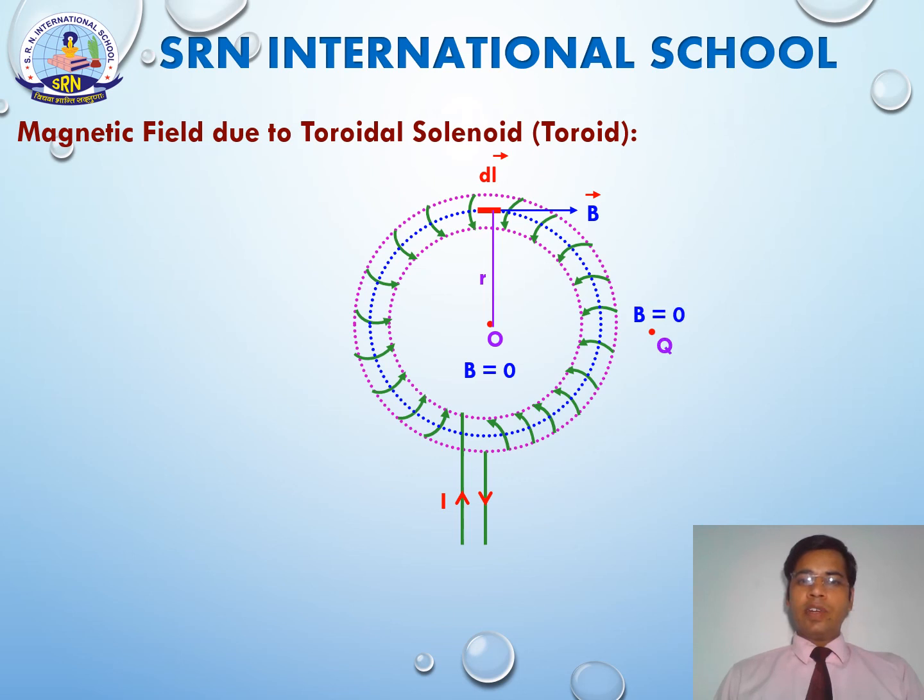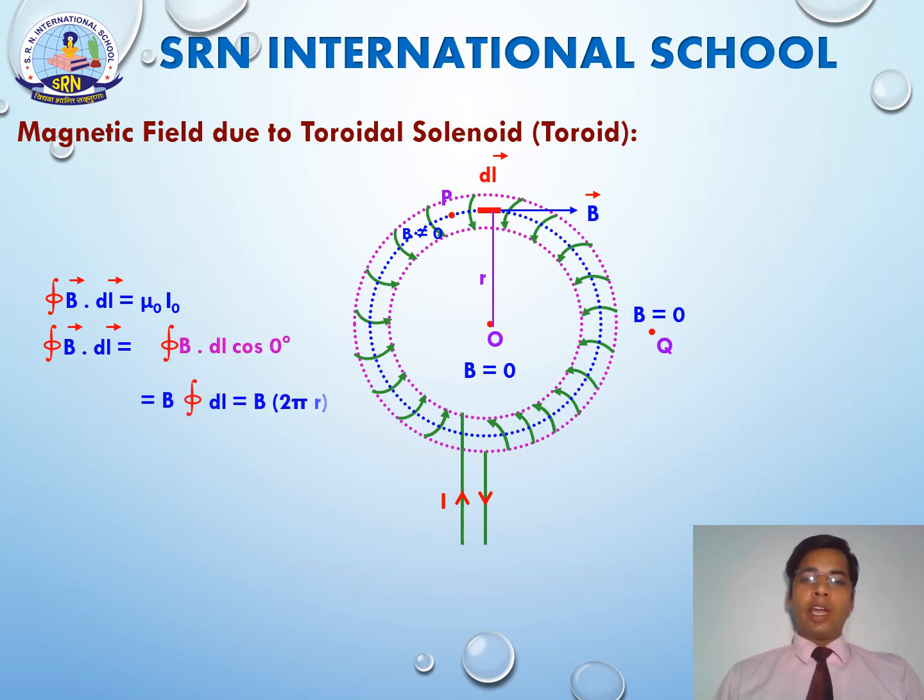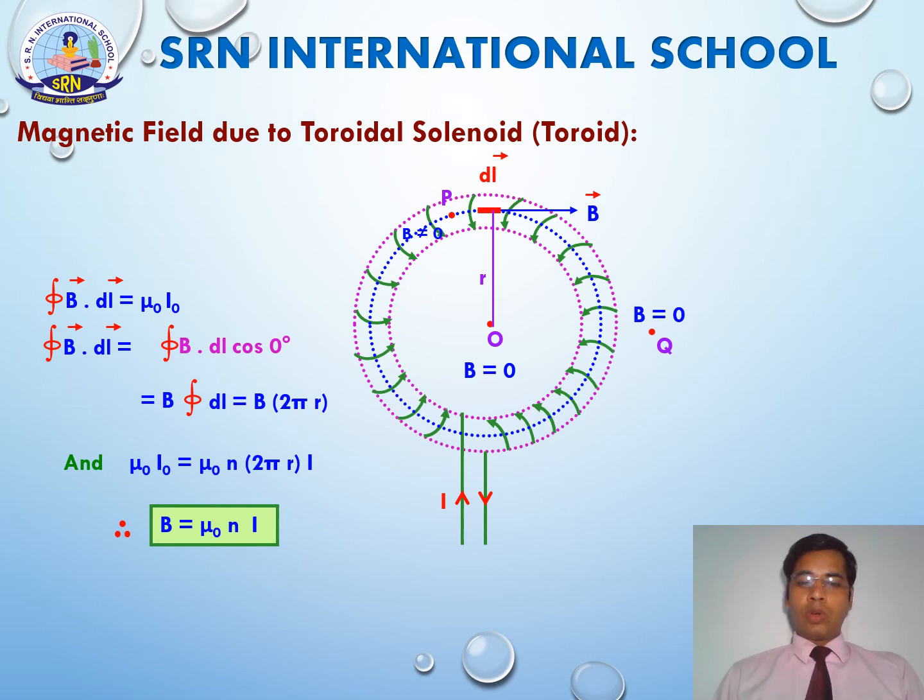The magnetic field exists only in the tubular area bounded by the coil, and it does not exist in the area inside and outside the toroid. That is, the magnetic field is zero at O and Q and non-zero at point P. By the help of Ampere's circuital law, we got the magnetic field due to this toroid as B is equal to μ₀nI.